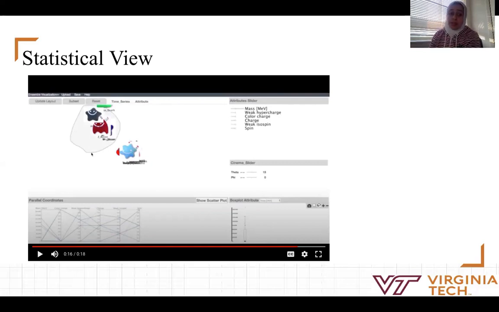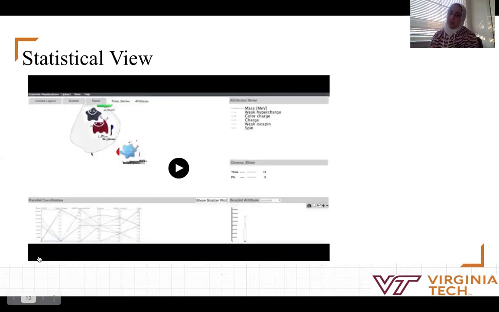So from the statistical view, the scientist gets to know that quarks have the highest mass, bosons have the lowest mass, and fermions have intermediate mass. So he's interested in these high weights of fermions. So he just does a lasso selection on this to pull out these ensemble members.